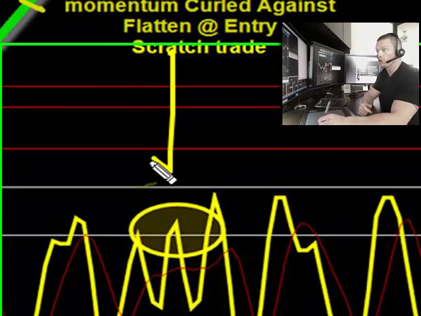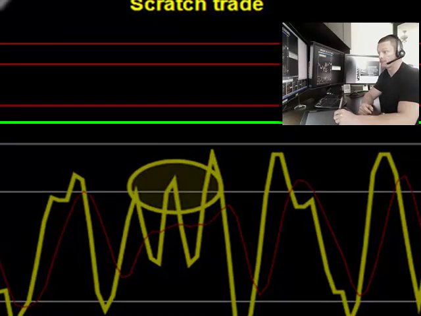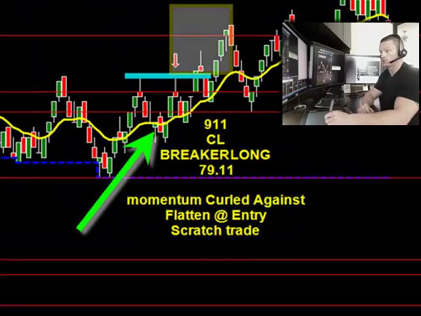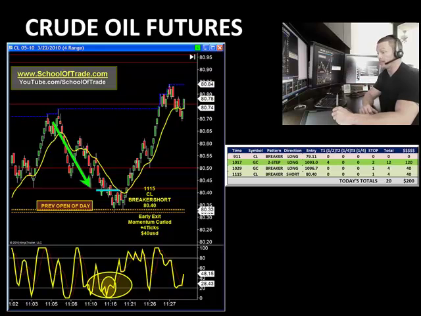If you follow me down, guys, you'll see momentum down at the bottom here, curling and pointing down. For a long trade, momentum curled and pointed down is not going to help me out very much. So we got out of that trade early, 79.11, for a scratch trade there, the first trade on crude. Second trade on crude this morning, similar pattern here.